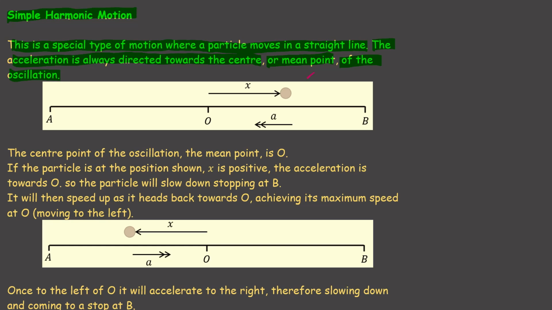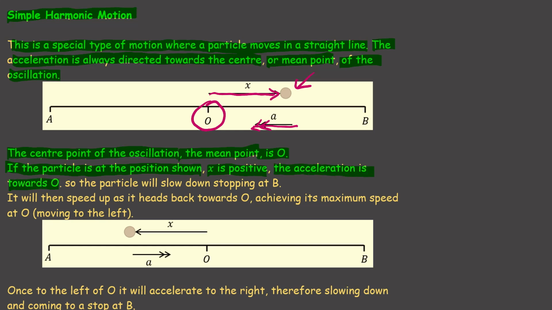So we can see here that we have the particle over here to the right of the mean position, and therefore x is positive. The acceleration is back the other way. The centre point of the oscillation, the mean point, is O, as shown in the diagram. If the particle is at the position shown, x is positive, the acceleration is towards O, and therefore, in this case, negative. So the particle will slow down, and it's going to stop when it gets to B.